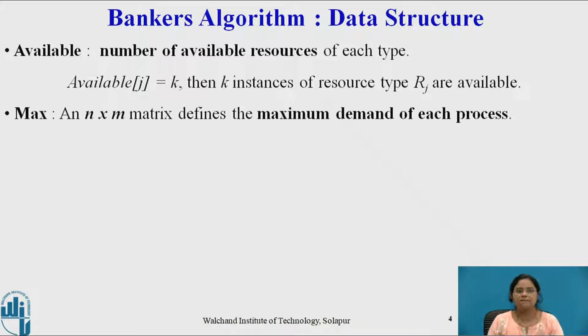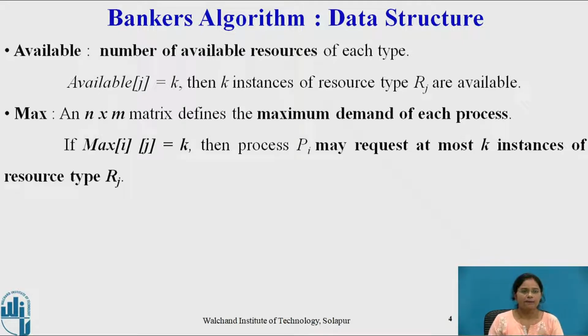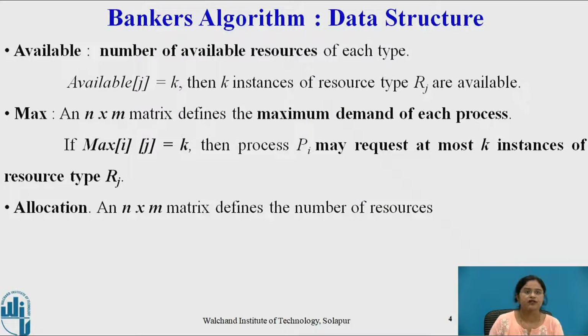Then the next is Max. It is an n by m matrix. N is what? Number of processes. M is what? Number of resources. So, n by m matrix which defines the maximum need or maximum demand of each process. Max[i][j] equal to k means process Pi may request at most k instances of resource type Rj. That is the second data structure.